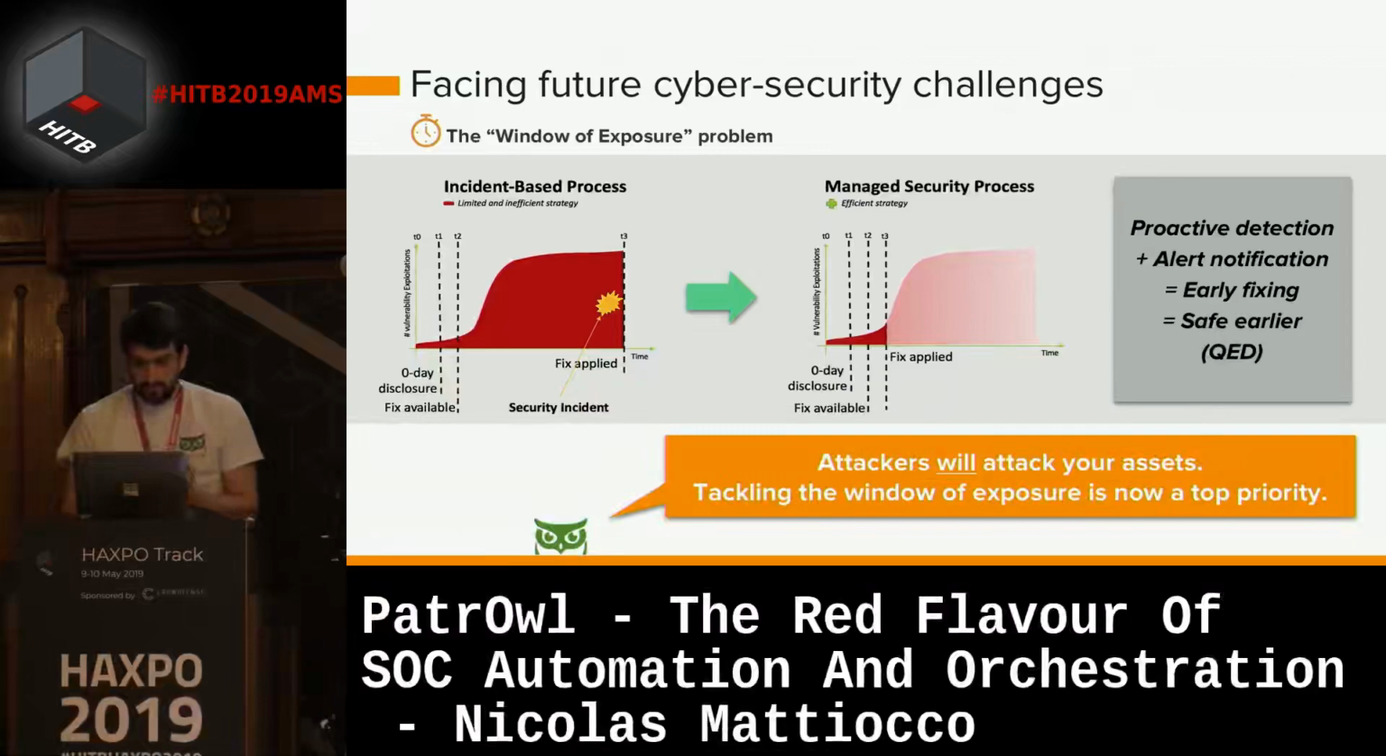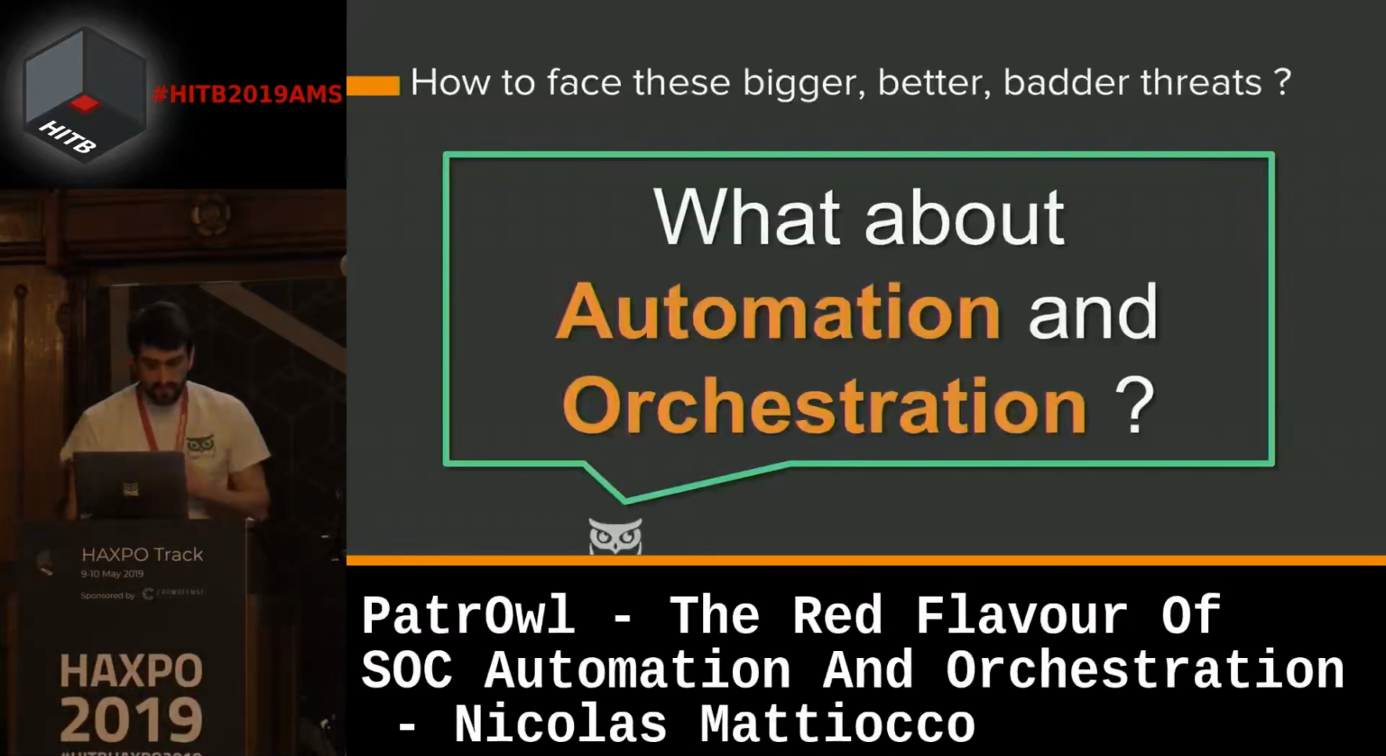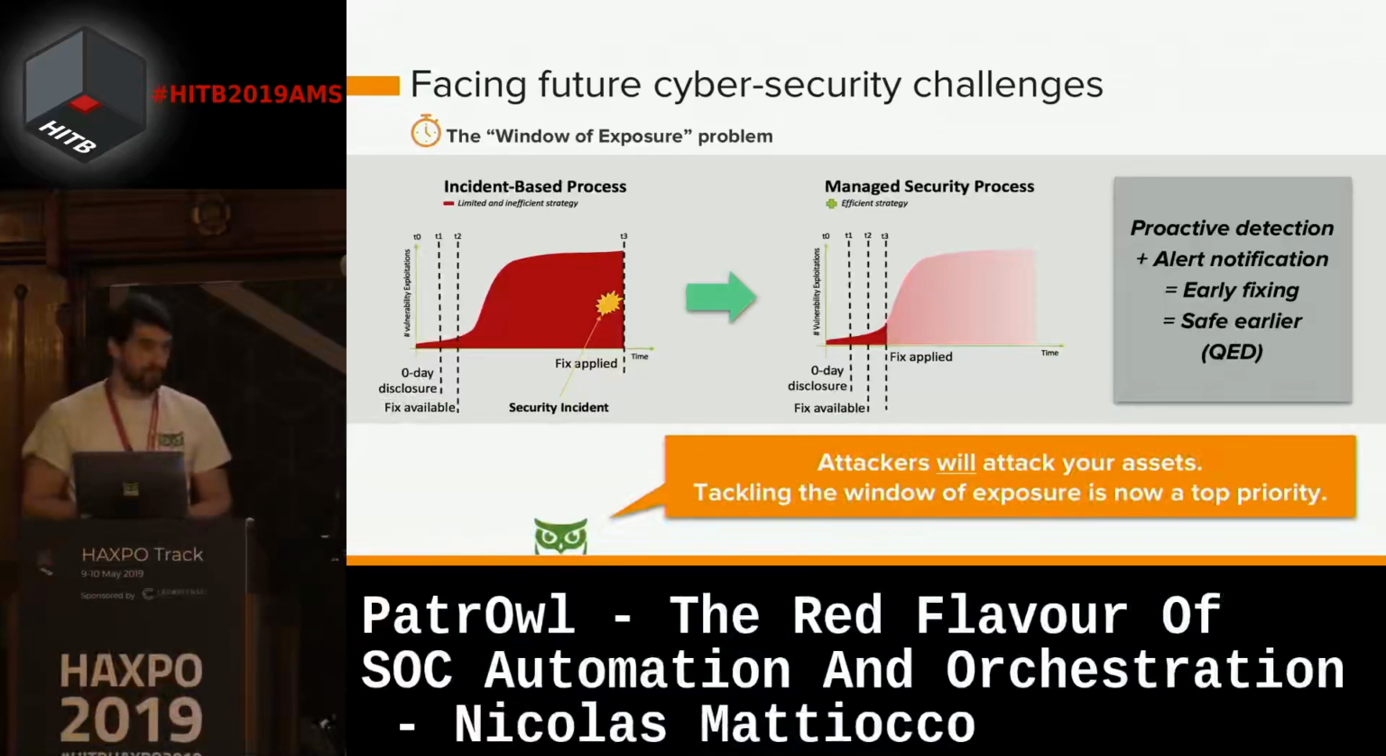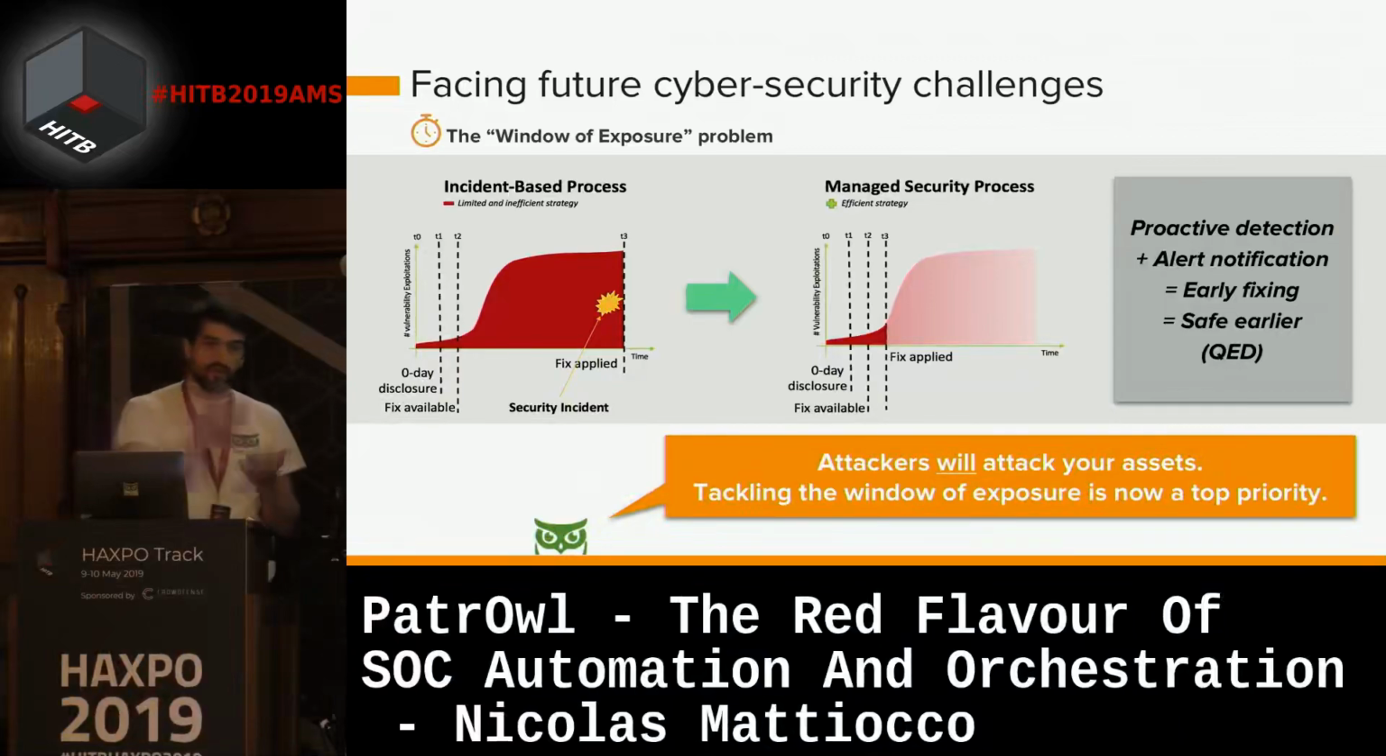And we also know that today attackers will attack us not because we are a bank or e-commerce or so on. Just because we are on the internet. So a single vulnerability on our system will potentially be automatically identified and exploited by some scripts or so on. So we have to manage the window of exposure problem to reduce the delay between discovering and fixing the vulnerability.